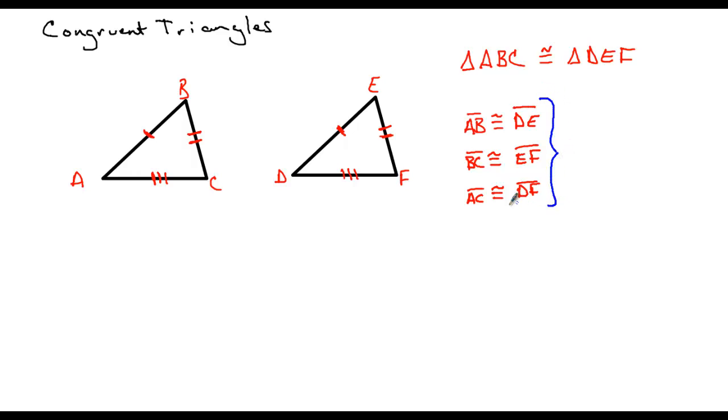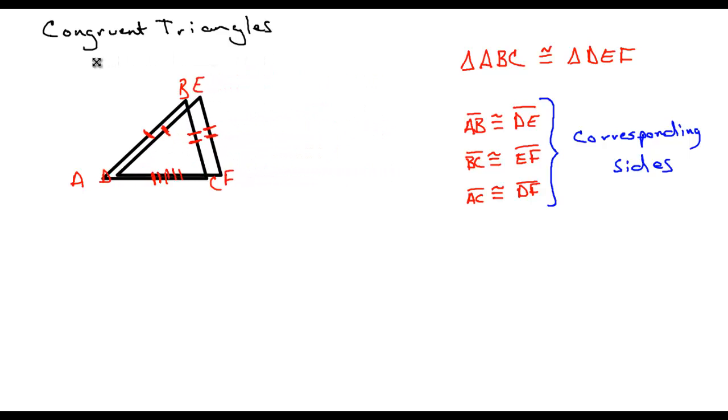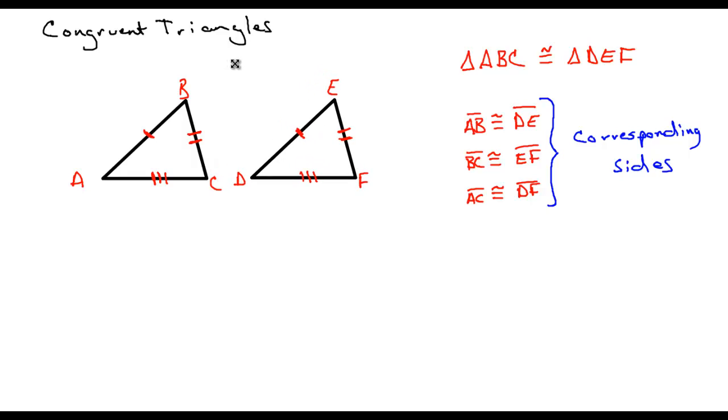These pairs of sides, so AB and DE, and each set of them here, these are called corresponding sides. And you might remember corresponding from our last unit we did. It just means that if I pick it up and I set it on top of the other one, you can see that AB and DE wind up in the same exact spot because they're corresponding.